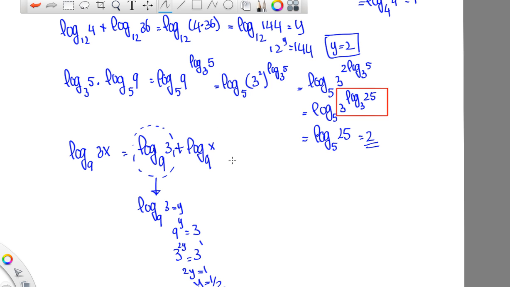So you can plug that in over here. You can say that this is then a half plus the log 9 of x. And that may not look like it's much better, but at least we now split off a number out of this expression here, so technically we simplified a little bit.